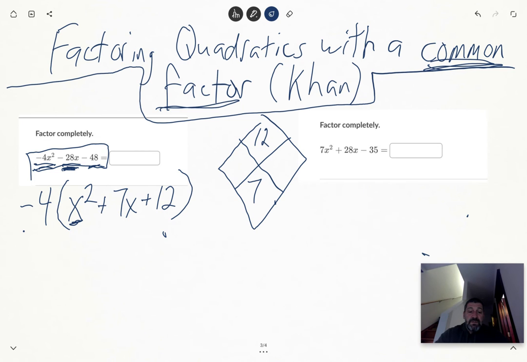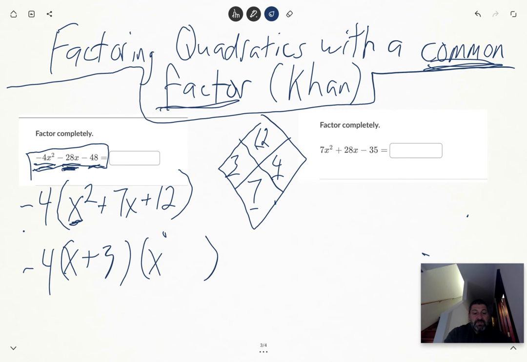And I want two numbers that multiply to give us 12 and add to give us 7. In this case, it would be pretty straightforward, a positive 3 and a positive 4. They multiply to give us 12, and we add to give us 7. So therefore, I could break down the terms in the parentheses to x plus 3 and x plus 4.